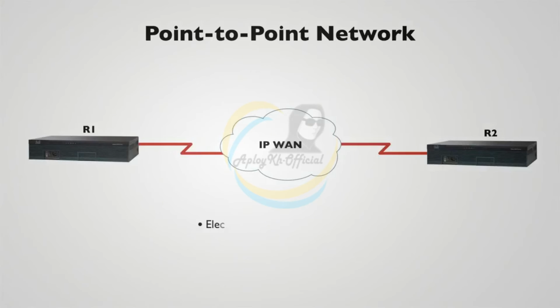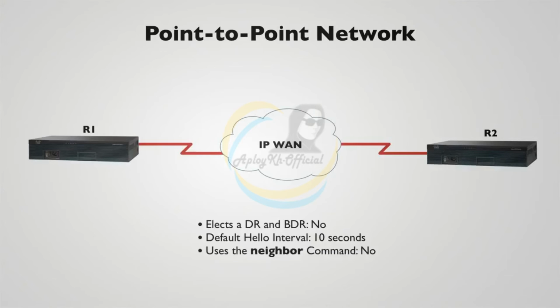So there's no need to elect a designated router or a backup designated router. The hello interval is still 10 seconds here, and therefore the dead interval is 4 times that, it's 40 seconds. And there's no need to use the neighbor command because we can discover who is at the other end of this link. There's only one other router. That's the point-to-point OSPF network type.